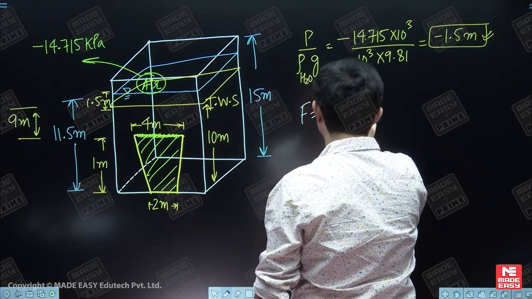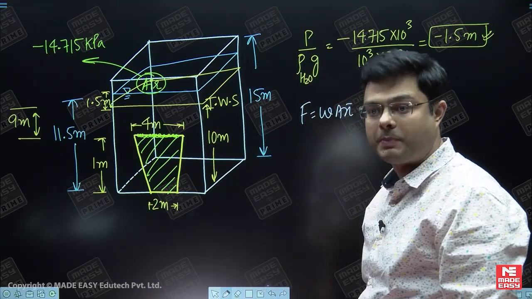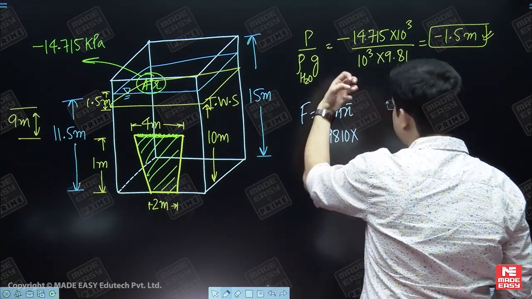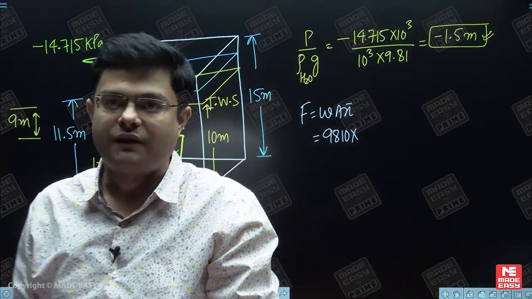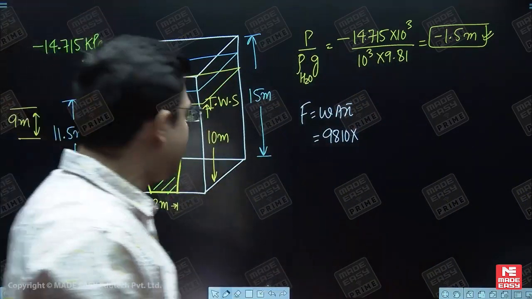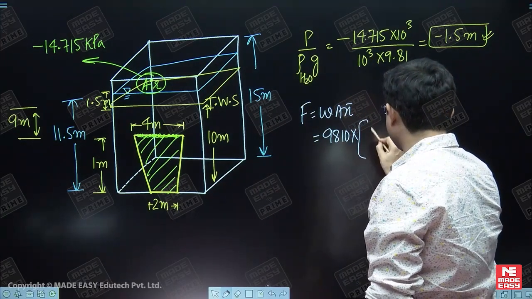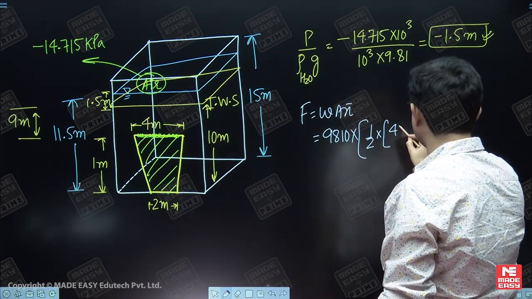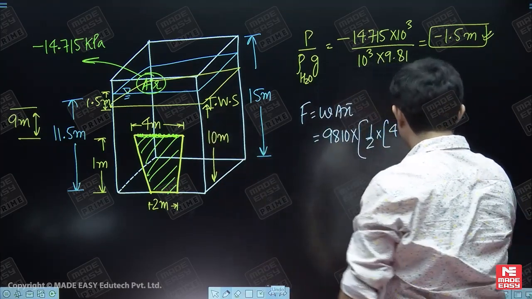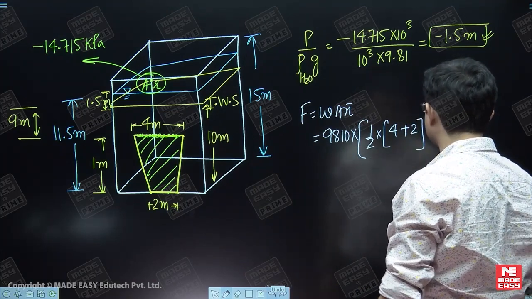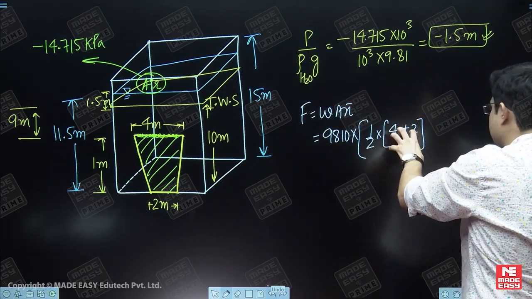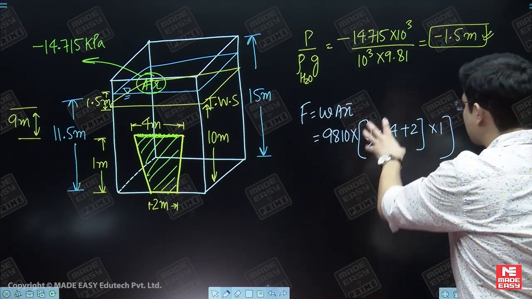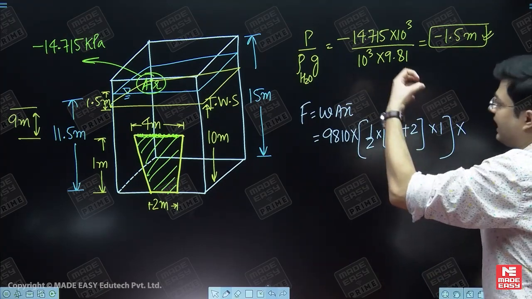Force is going to be W A x bar. Everybody knows it's a plane surface. So, W is going to be the specific weight of water, 9810, multiplied by the area of the surface. It's a trapezoidal gate, so what is the area? Half into the sum of parallel sides. The sum of parallel sides is 4 plus 2. Half into the sum of parallel sides into height. The height of the trapezium is 1. So, this is area multiplied by x bar.